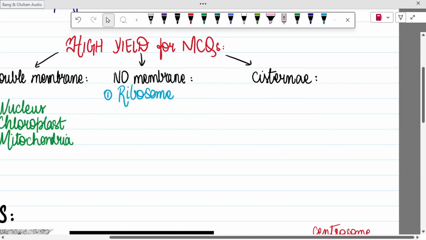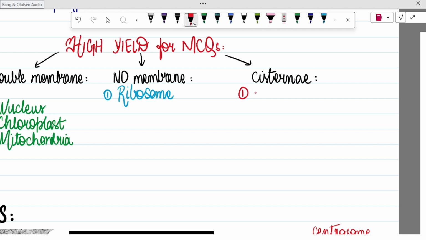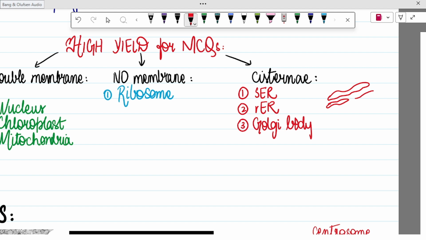Ribosomes. Here you have cisternae. Cisternae is found in your smooth endoplasmic reticulum, your rough endoplasmic reticulum, and your Golgi body. तो cisternae का shape किस तरह होता है? Let me show you. कुछ इस तरह होता है. या फिर if you're talking about your Golgi body, तो कुछ इस तरह होता है.